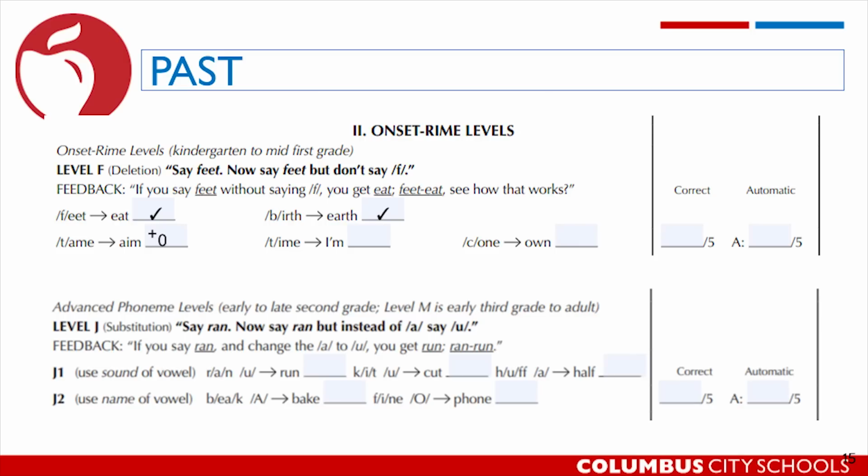Long vowel sounds are represented by uppercase letters in virgules. These long vowel sounds match the letter name. So for the first item in level J2, you would say beak. Now, say beak, but instead of E, say A.